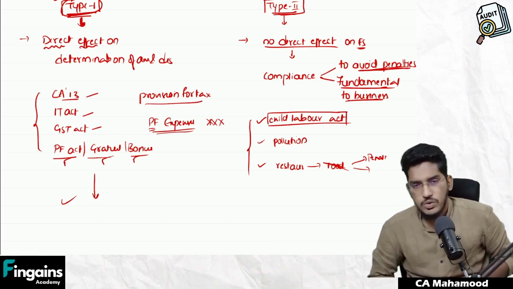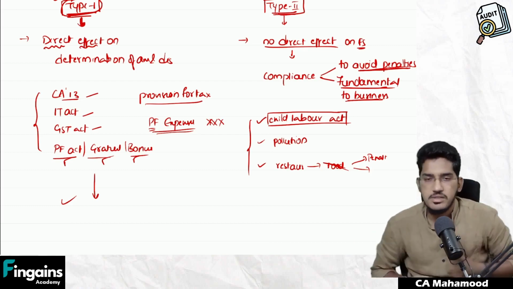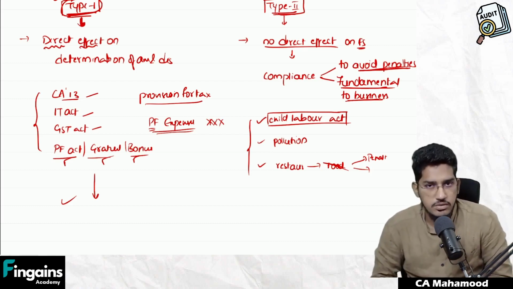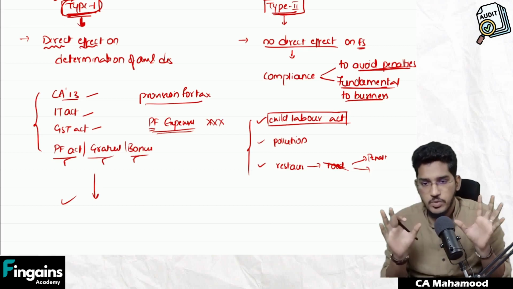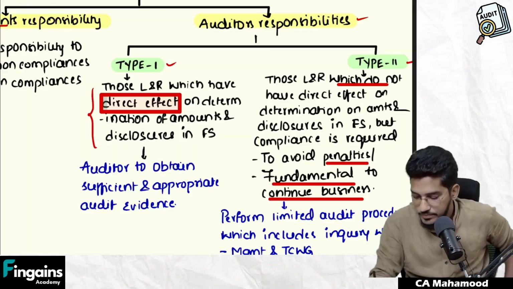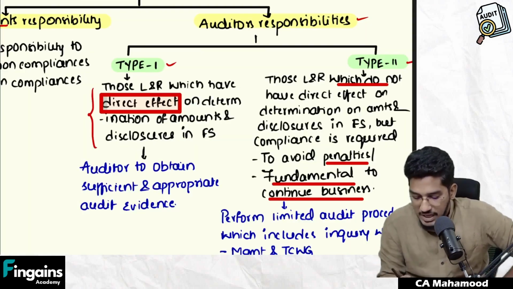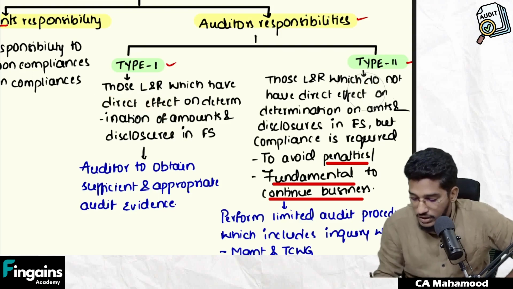See, standards are nothing but what? Common sense, guys. Common sense put in a complex language. That itself is a standard on audit. The same common sense point I have told you, the same thing they will try to say there. So if you come to this chart, we have divided what are type 1 laws and what are type 2 laws.